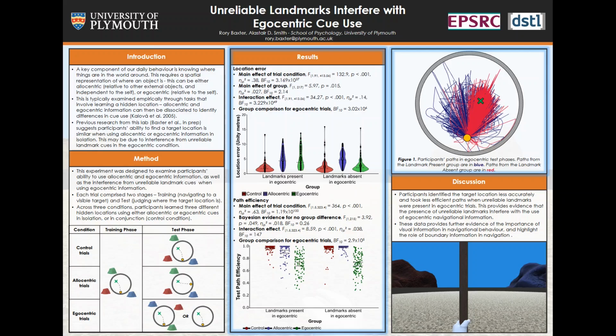We can see participants in the landmark absent group in red finish their paths in a cluster around the target location, the green cross, whilst participants in this landmark present group, in blue, show greater variation in their paths. This experiment indicates that the ability to learn a hidden location using egocentric cues was disrupted by the presence of unreliable landmarks. These data highlight the difficulty that can arise in inhibiting unreliable navigational information.